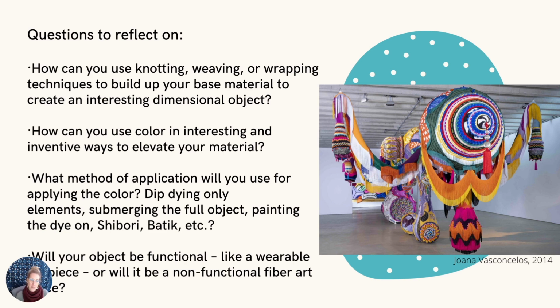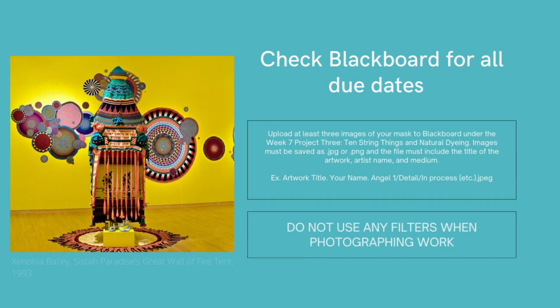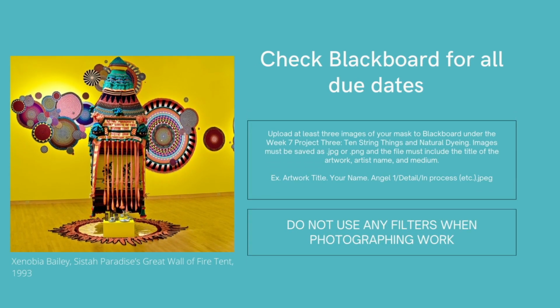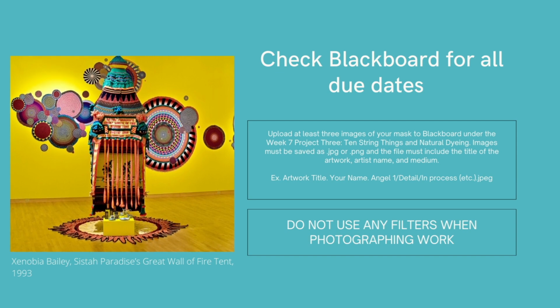And then will your object be functional? Will it be like a wearable art piece, or will it be non-functional, like a standalone fiber art piece? This project can be a little bit time intensive because you're making 10 separate objects. So I want to see that you've gotten a start. And then our critiques will be due a week after the deadline. Again, at least 3 images, one of the full collection of all 10, one of the 5 undyed, one of the 5 dyed, and then any other images that you want to send.